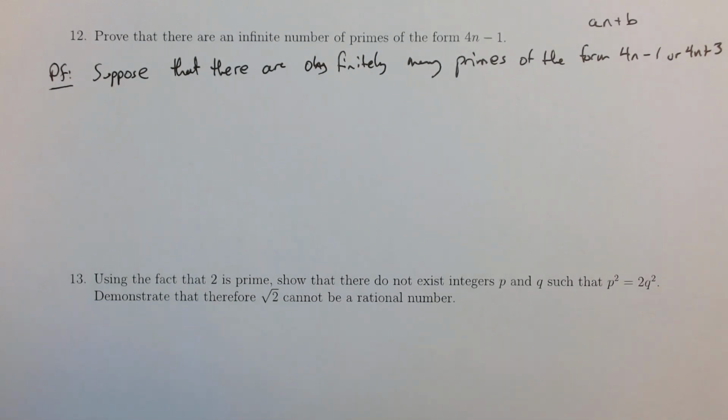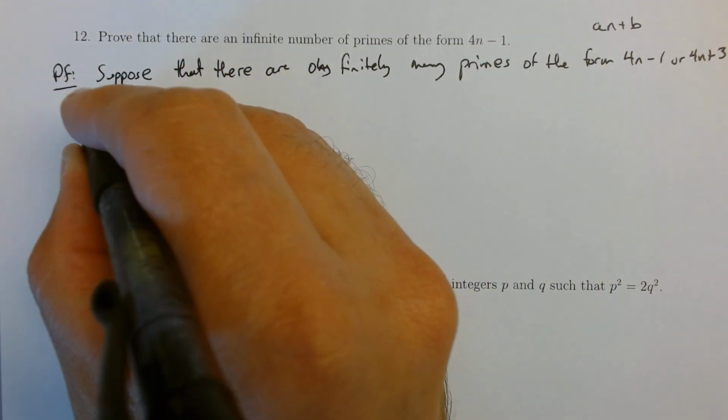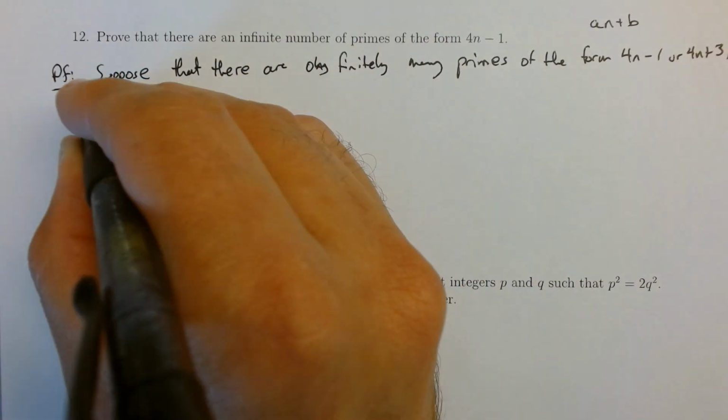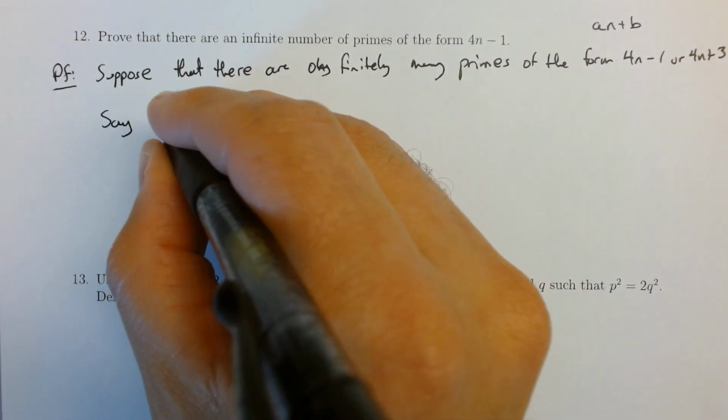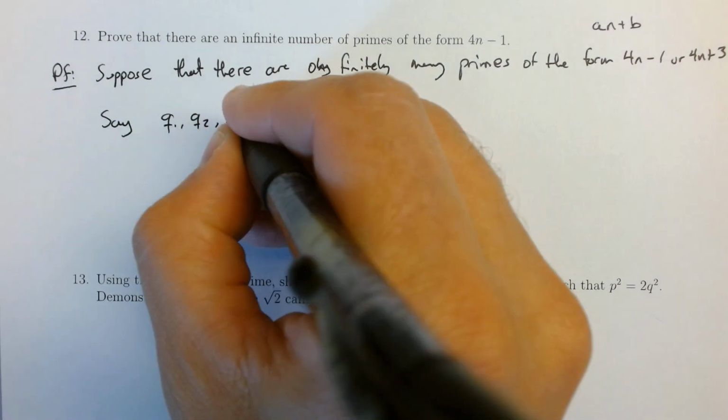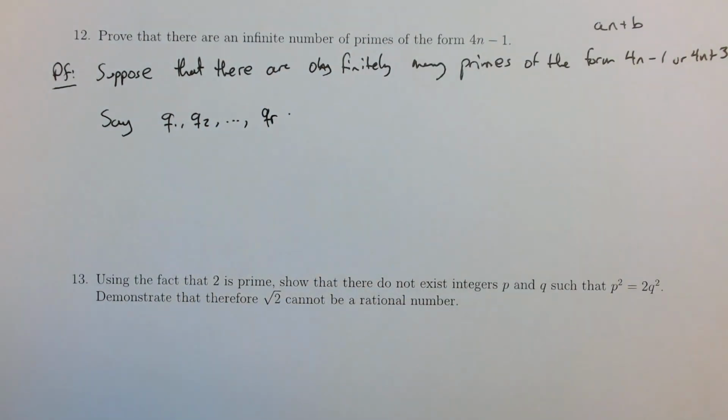Now, if you think about the possible remainders, leaving 2 out as a prime, the only other remainders you could get when dividing by 4 are 3 or 1. So let's give names to this finite number of primes of that form. So I'll say Q1, Q2, up to QR. So that's the full list of primes of the form 4n minus 1, or 4n plus 3.